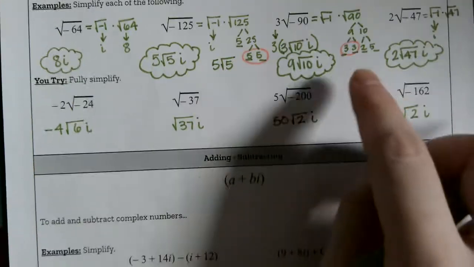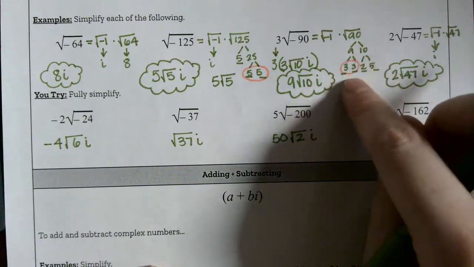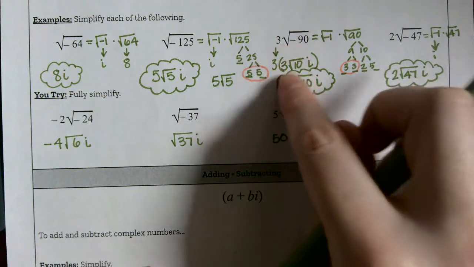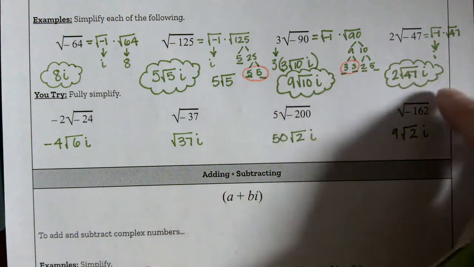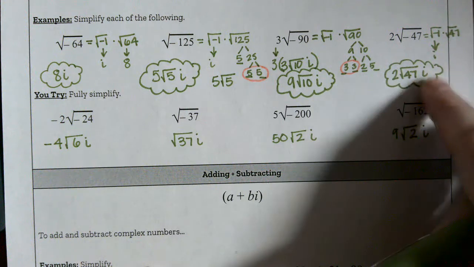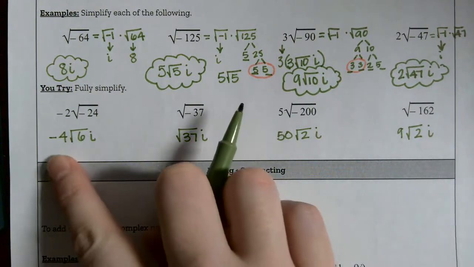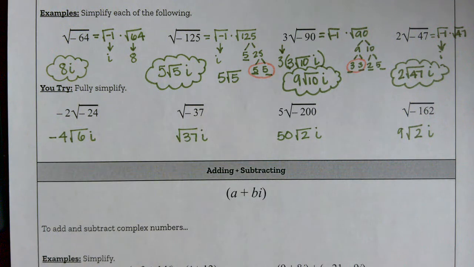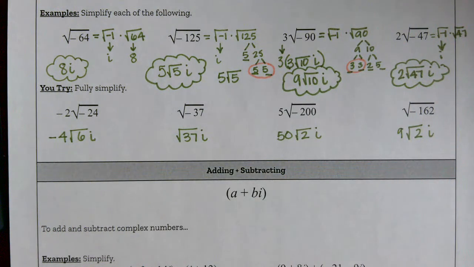So for this first one, I simplify my square root of 90 to get 3 square roots of 10. And then since there was already a 3 out there, I had to multiply those two numbers to get 9 square roots of 10, and then my i. Over here, 47 cannot be broken down, so I have 2 square roots of 47i. And then here are my answers for the rest of these. Note that this one is negative out in front only because that 2 is negative. So this is how you take the square roots of negative numbers. You turn them into imaginary.